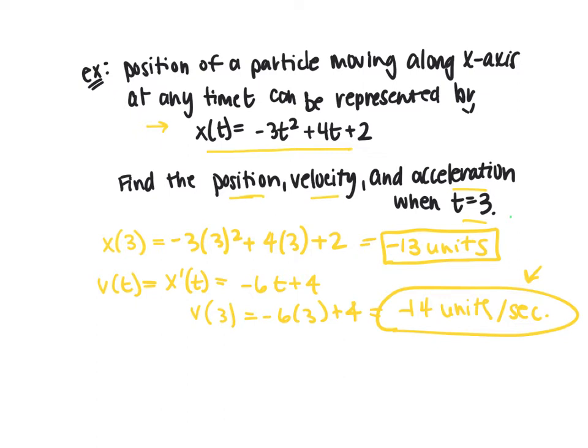And then when we're finding the acceleration, that is the second derivative of the position or the first derivative of the velocity. So I'm going to do the derivative of the velocity. So a of t is going to be the derivative of that velocity function, which is negative 6. And that is units per second squared, because now this is the units per second, but then it's another per second because it's a rate of change. So that's pretty basic.